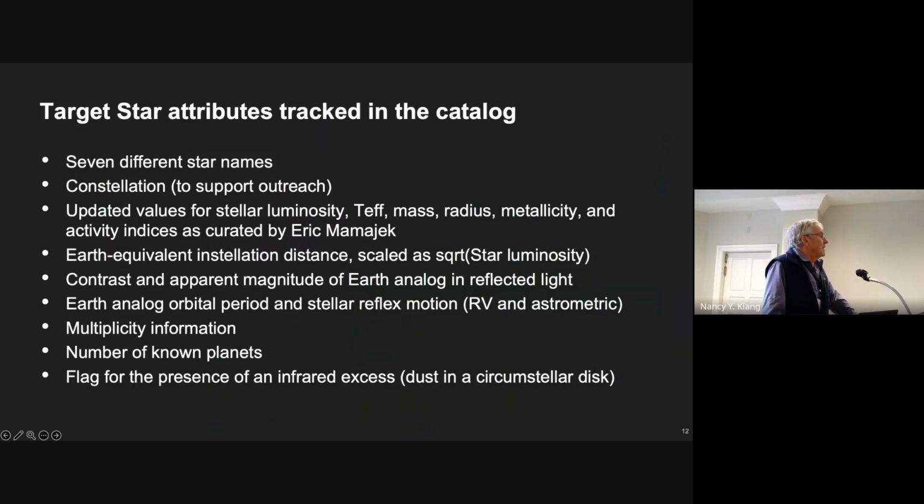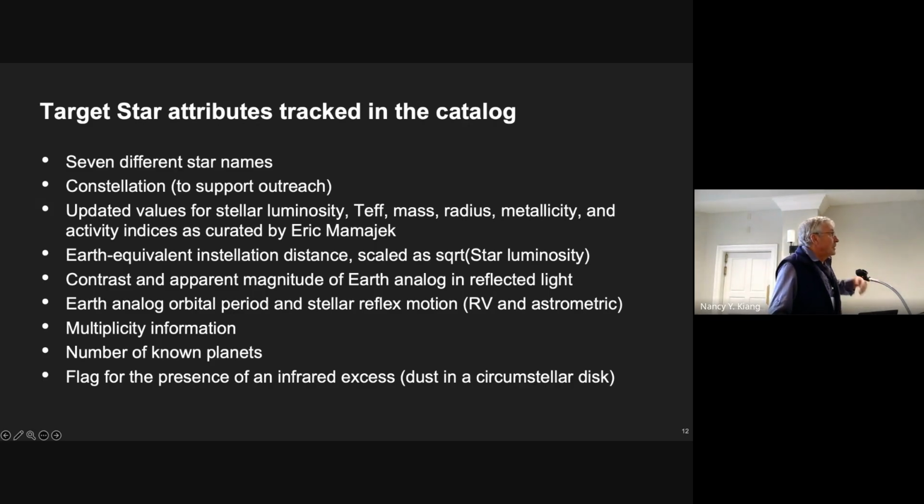It has the amplitudes of the astrometry or RV signals that an Earth-like planet in the habitable zone would produce. And we track whether or not there's any known disk or infrared excess dust in the system, which can produce a background exozodiacal light that makes the spectrum more noisy. So all that information is in here, and I think that's the kind of thing people are using.